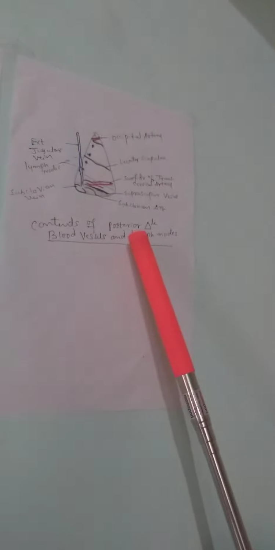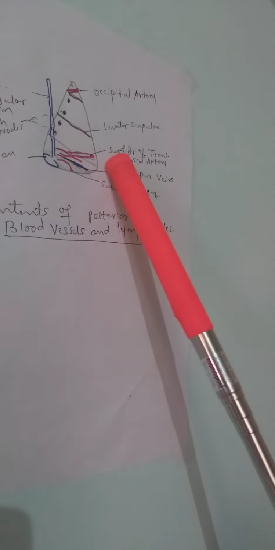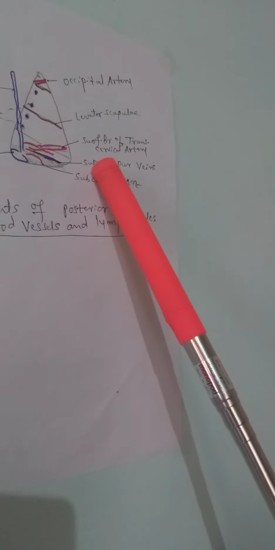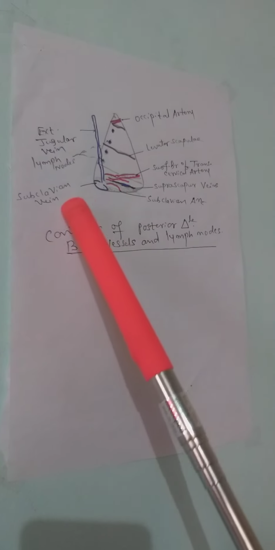Now we'll go to the arteries. What are the arteries here? Lesser occipital artery. The occipital artery is a branch of the external carotid artery. Now there is the superficial branch of the transverse cervical artery, the suprascapular artery, and the subclavian artery. The subclavian artery continues as the axillary artery, then the brachial artery. Subclavian artery is here.